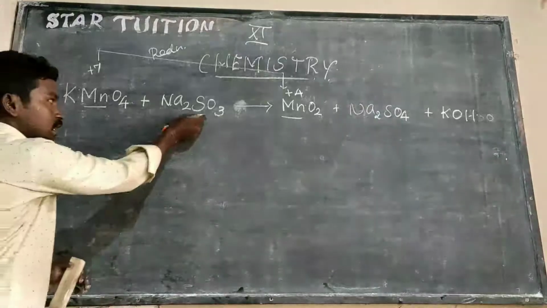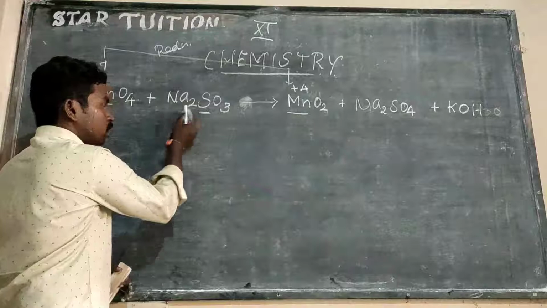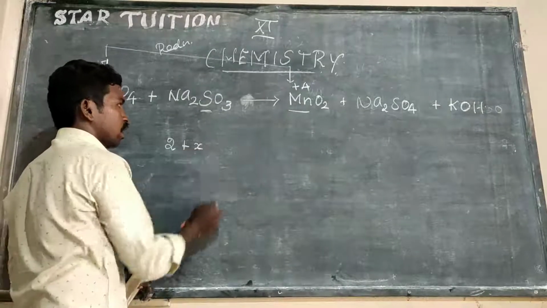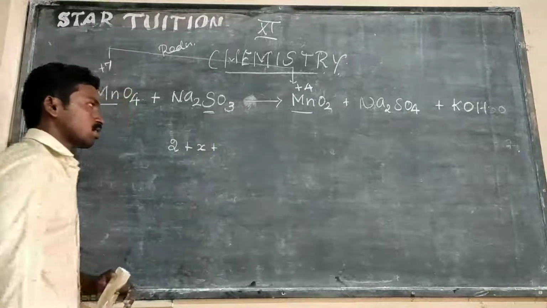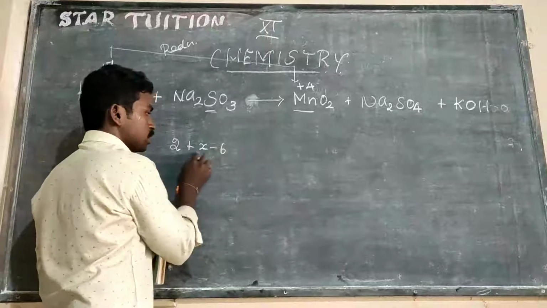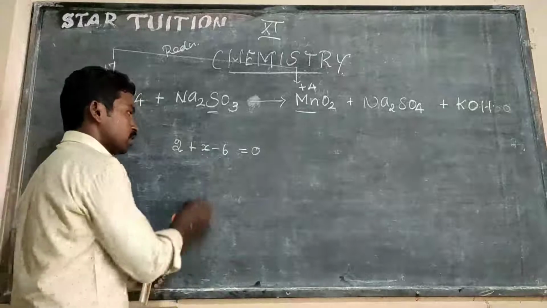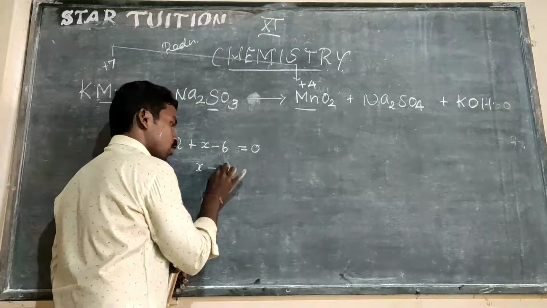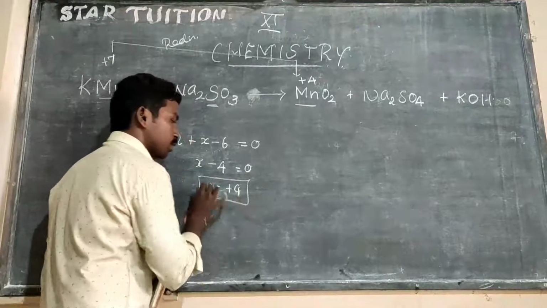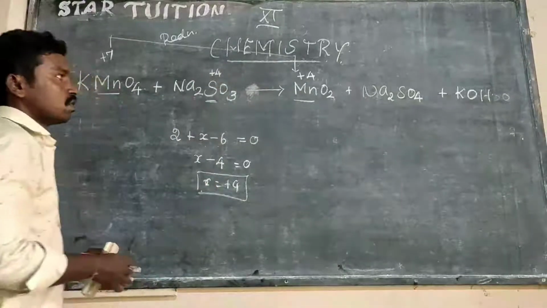Then take sulfur in sodium sulfite. Find the charge of sulfur. 2 sodiums, so 2 into 1 means 2 plus sulfur is X. Then 3 oxygens, so 3 into minus 2 means minus 6. So 2 plus X minus 6 is equal to 0. 2 minus 6 means minus 4. X minus 4 is equal to 0, so X is equal to plus 4. So in this sodium sulfite molecule, the charge of sulfur is plus 4.